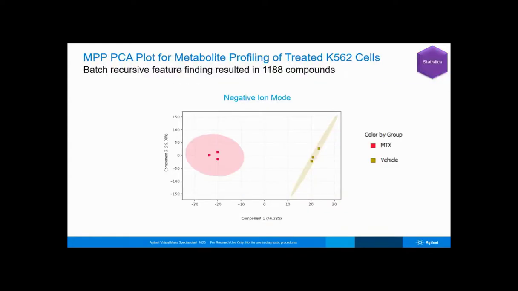So after importing these compounds into MPP, here again we have the familiar PCA plot. And remember, we are only working with a negative ion mode dataset with limited replicates. Even so, in agreement with the lipid results, here we see a good separation of the methotrexate treated samples from the vehicle control.